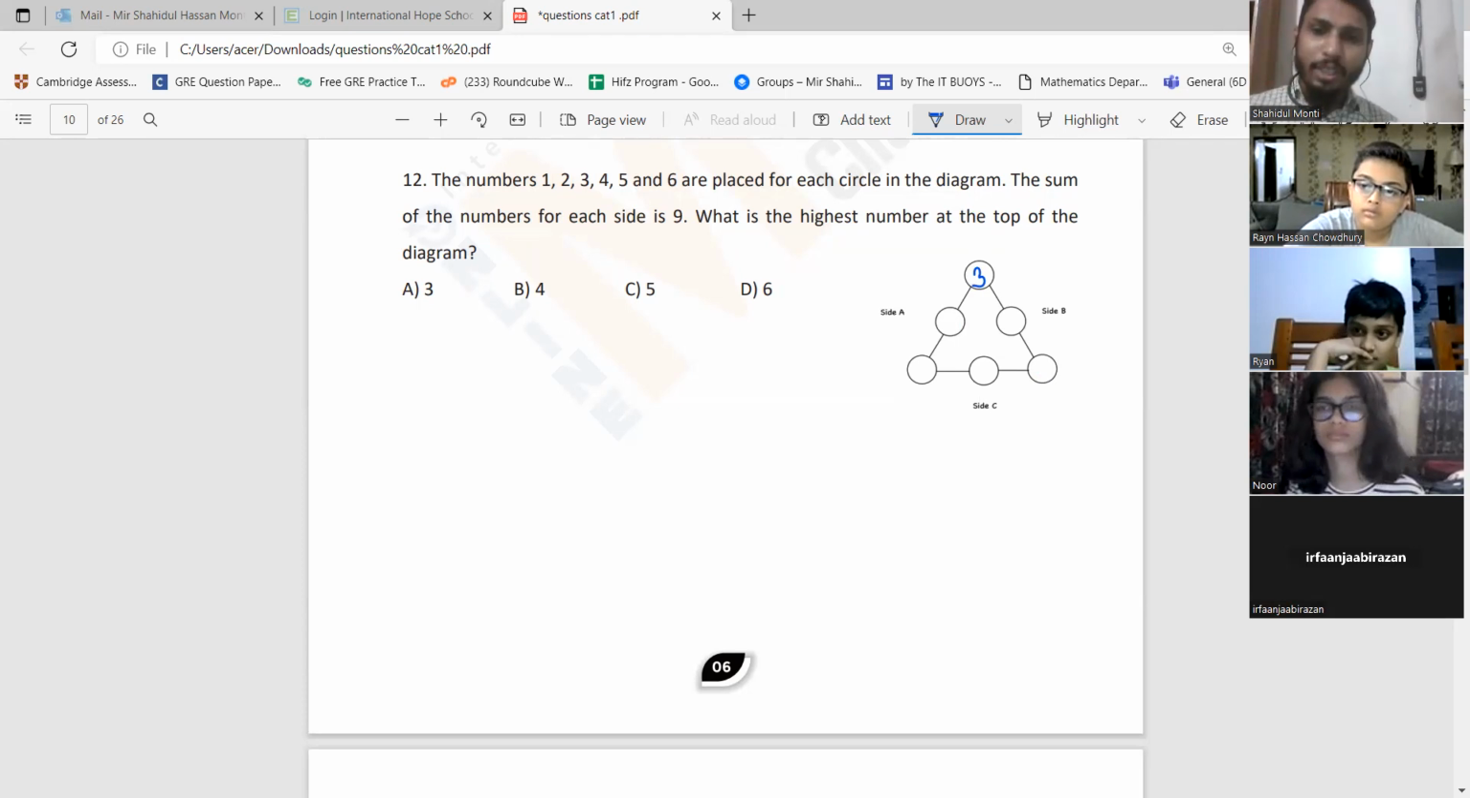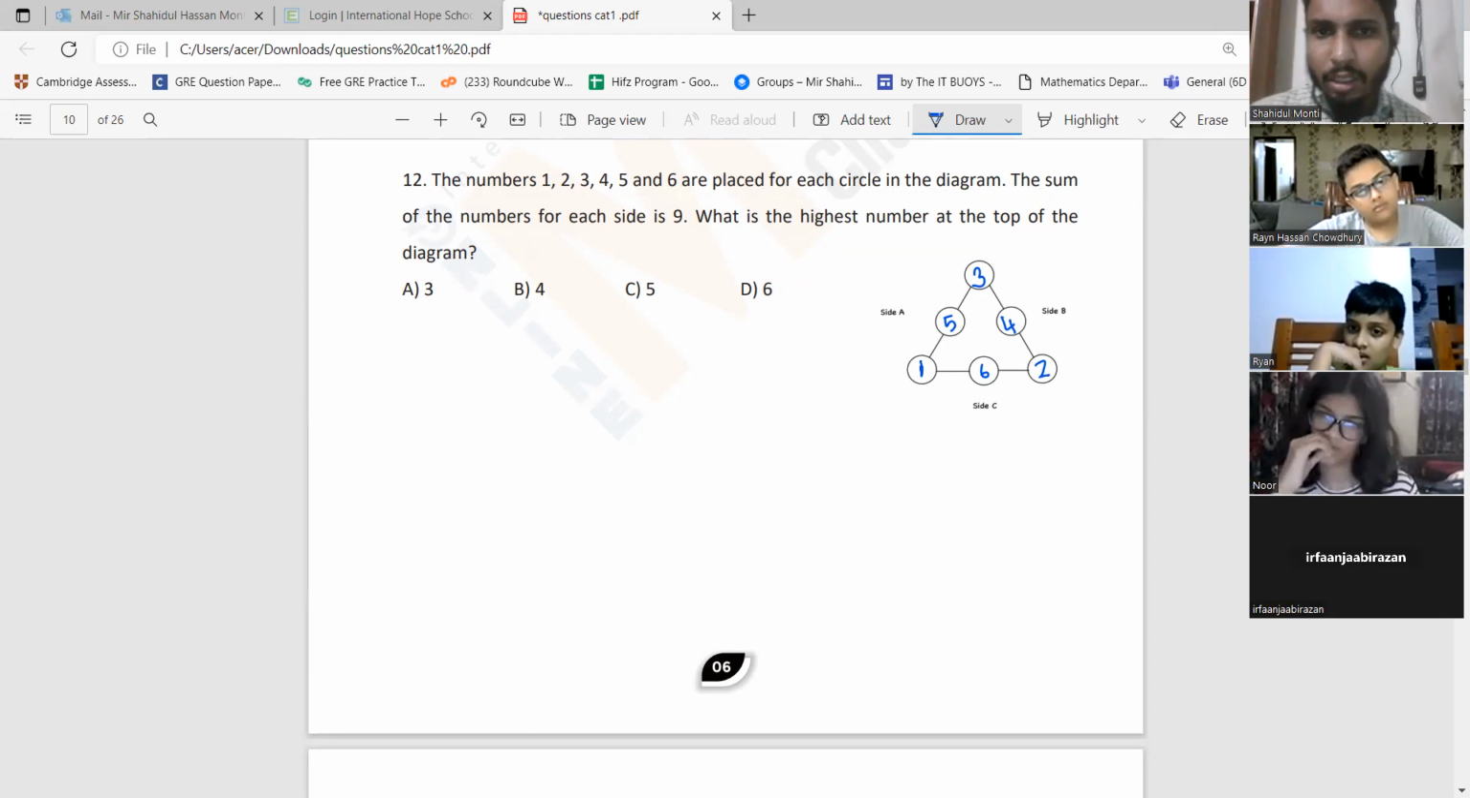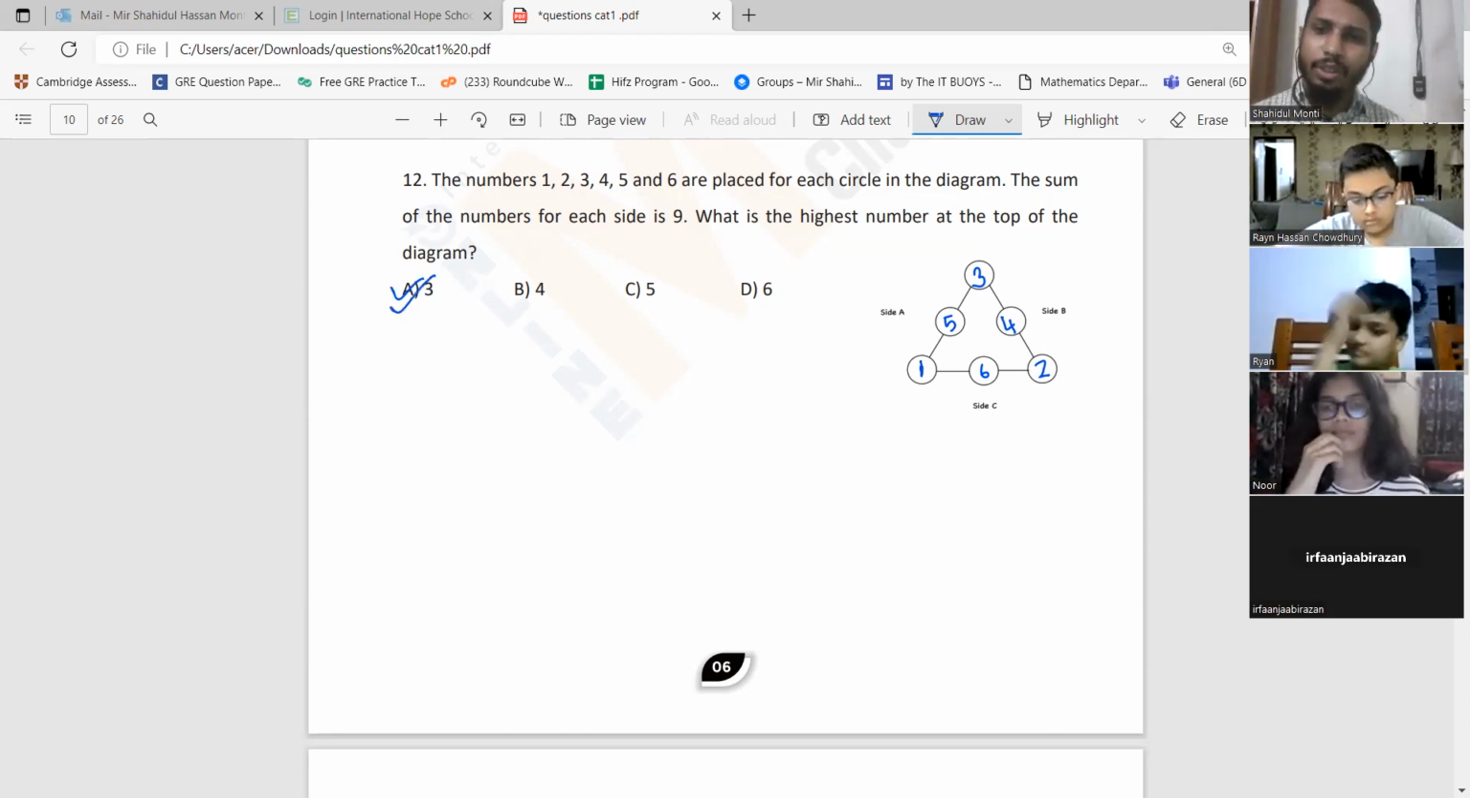3. You can place a 1 on this side, and a 2 on this side. 3 plus 2 is equal to 5. You can place a 4 here, and 3 plus 1 is 4. I can place a 5 here, 6. So this is the possibility. The highest number should be equal to 3.